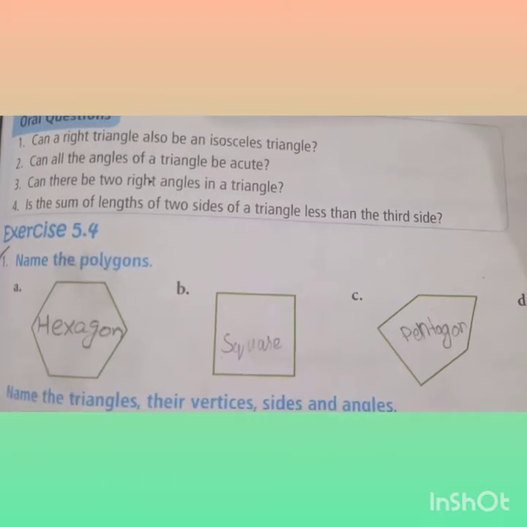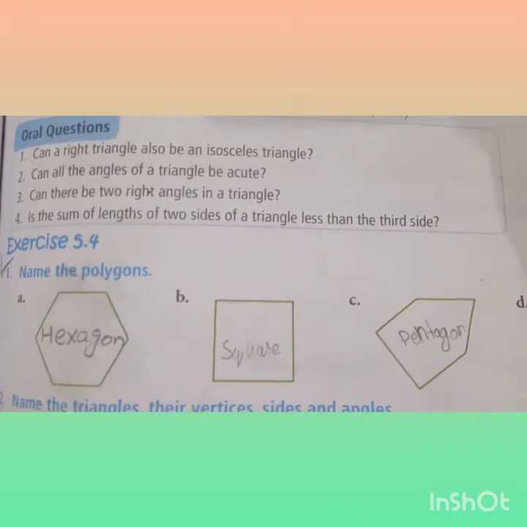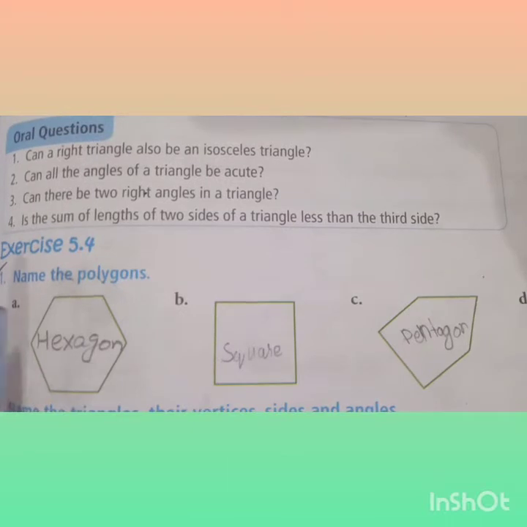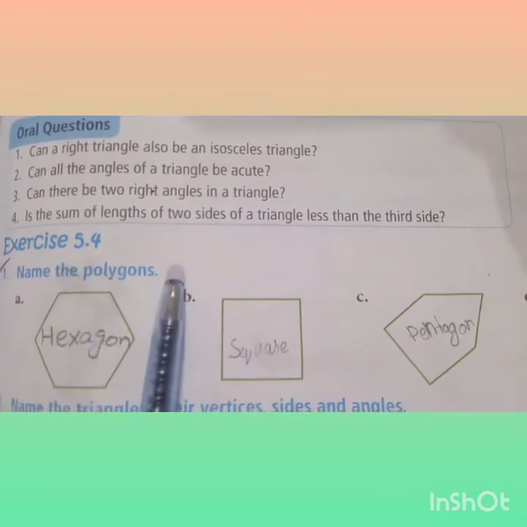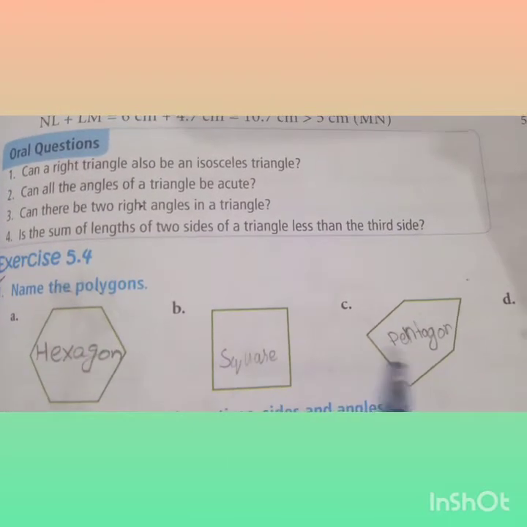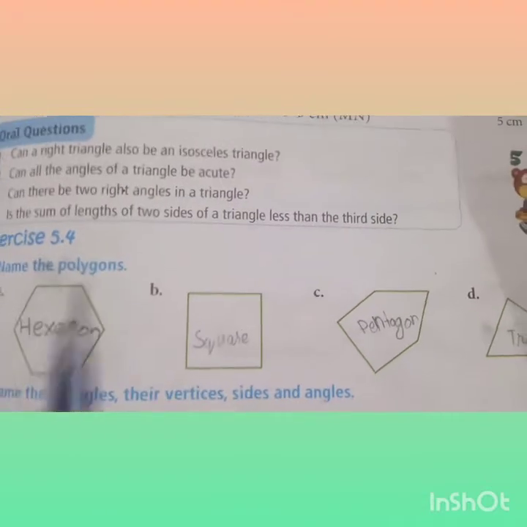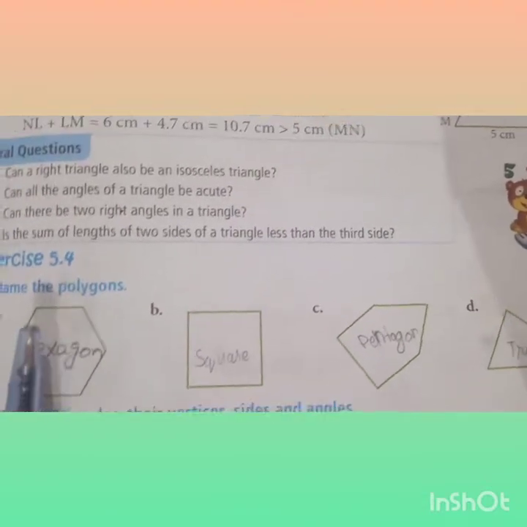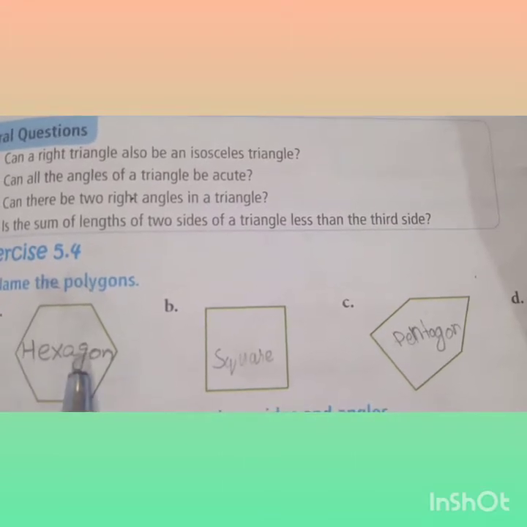Today we have practice exercise 5.4, page number 77. Question number 1 is name the polygons. We have the diagrams and put the names. First diagram has 6 different corners. We have marked it as hexagon.